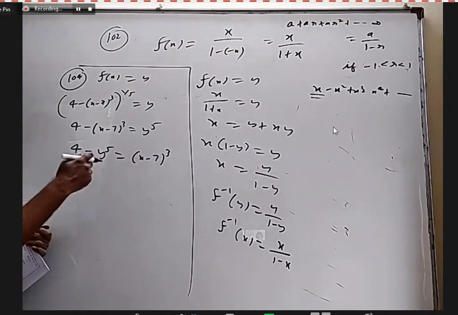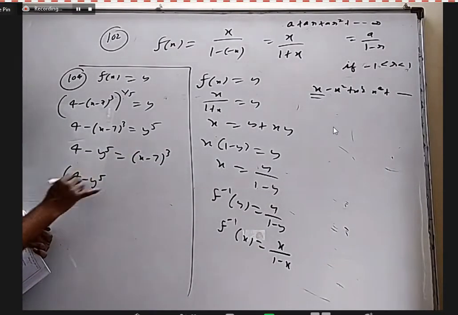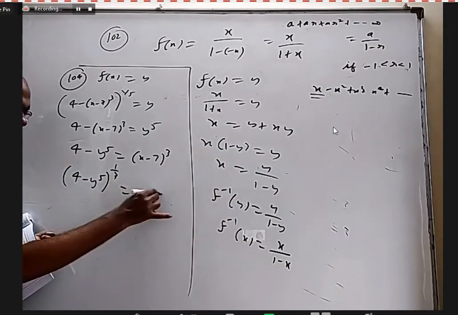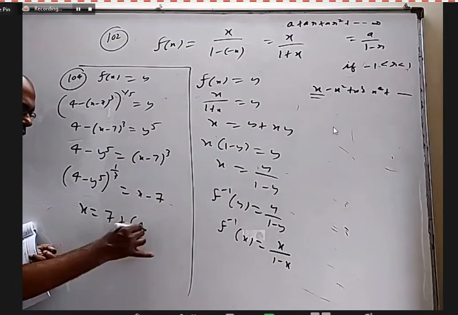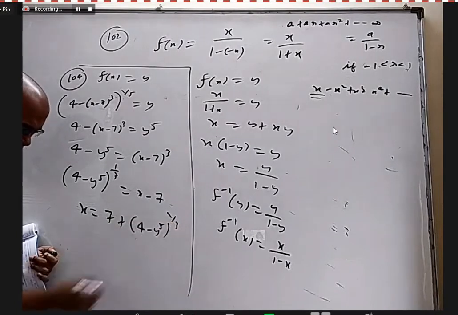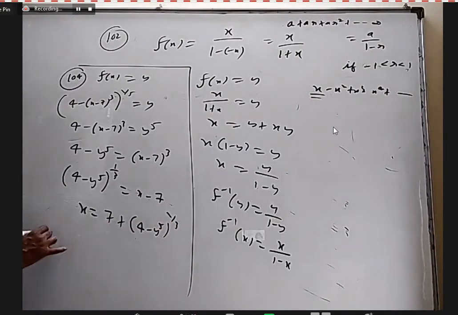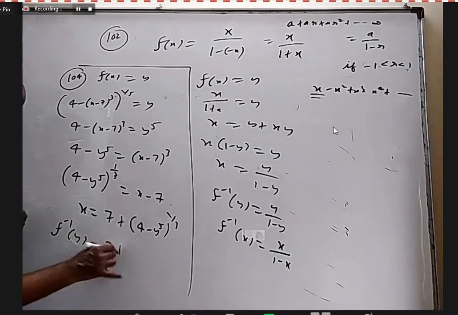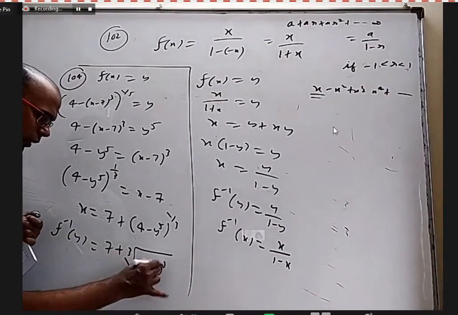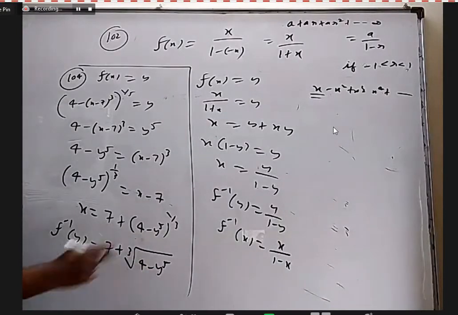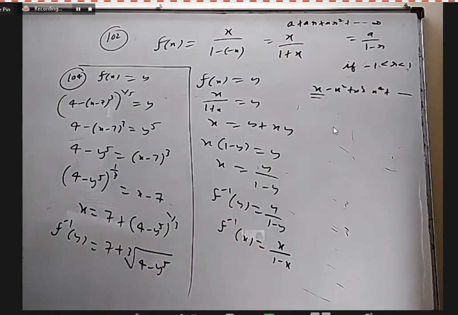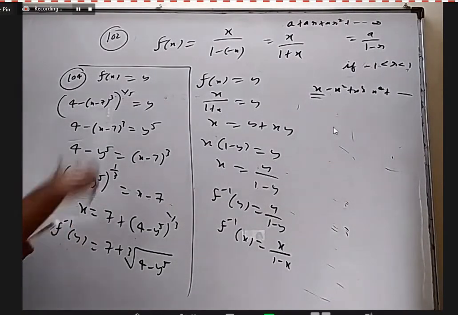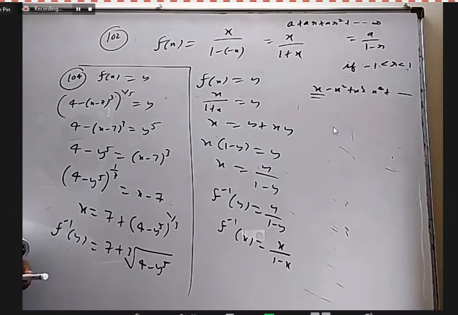Now send this cube here as power 1 by 3. 4 minus y power 5 whole power 1 by 3 is x minus 7. Now send 7 to this side. x is 7 plus 4 minus y power 5 power 1 by 3, which is the cube root if you want to write. So f inverse of y is 7 plus cube root of 4 minus y power 5. For f inverse of x, in the place of y you write x. So that is option B. So very carefully you take f of x equal to y and then one by one send the powers and all to the other side, so that you can bring x to one side and everything else to the other side.